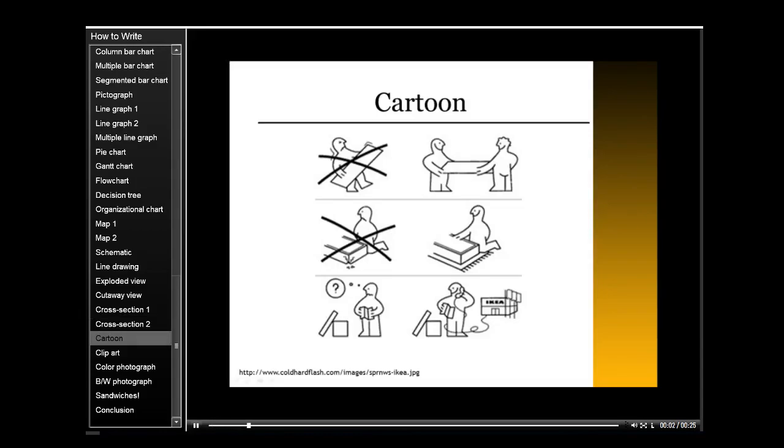Cartoons are very useful as well. This particular one is the thing that is included with every piece of IKEA furniture. They're selling to multiple audiences all across the world, so they don't all speak English, or Swedish, as they can actually, because it's a Swedish company. They've created this image. People can look at it and understand. They don't need words.